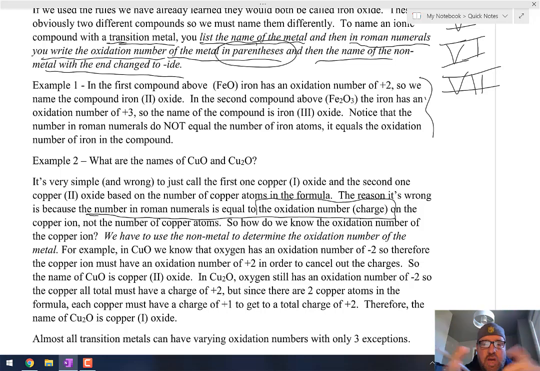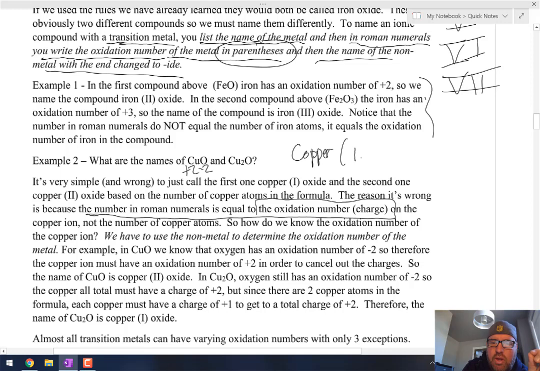So the question comes up, how are we supposed to know what the oxidation number is? You have to use the nonmetal. You have to use this part right here. You use this to figure out the charge on that, because remember, the charges must cancel each other out. They must be equal and opposite. In this case, oxygen has a -2 charge. If oxygen has a -2 charge, the copper must have a +2 charge in order to cancel those charges. So in this case, CuO is therefore called copper 2 oxide.